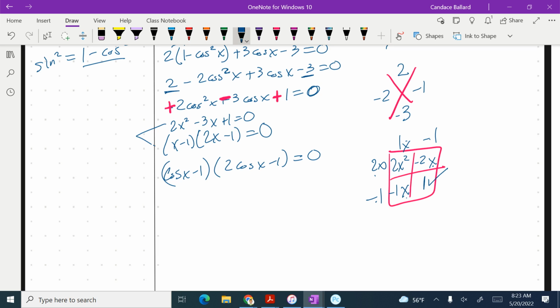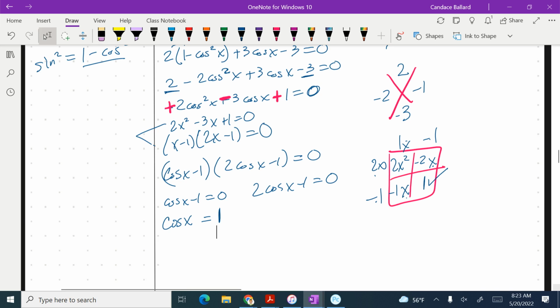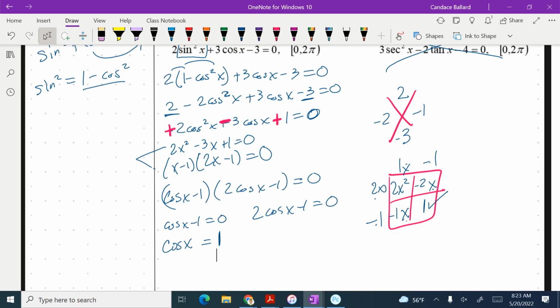All right, what property do we need? Zero product property. Good. So cosine x minus 1 equals 0 and 2 cosine x minus 1 equals 0. So in this one here, what am I going to do with the 1? What are we going to do with the 1, guys? Add it. Okay. Is cosine the x value or the y value? X value. What was the radian measure that you got for the x value at 1?